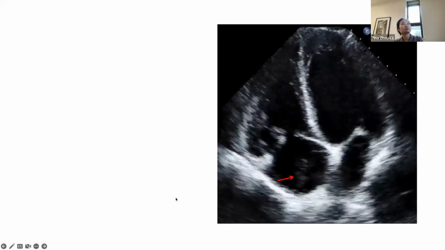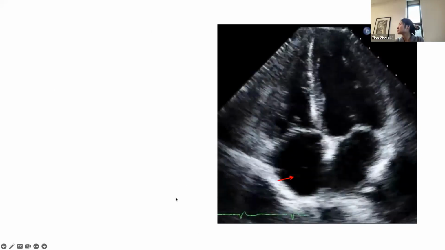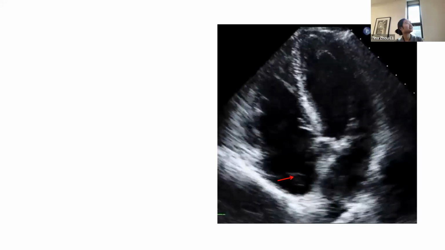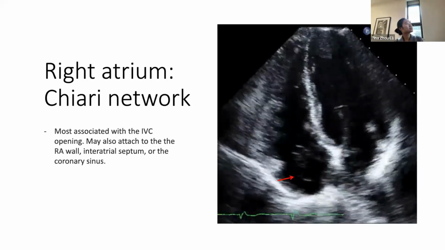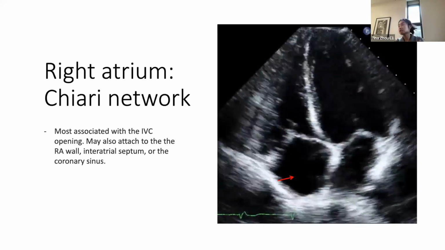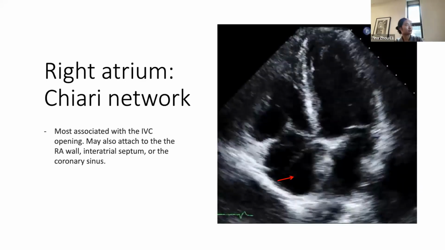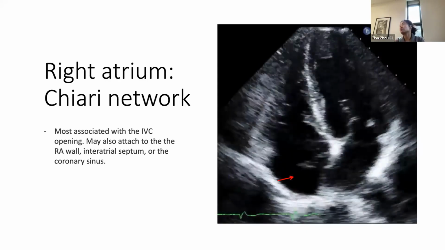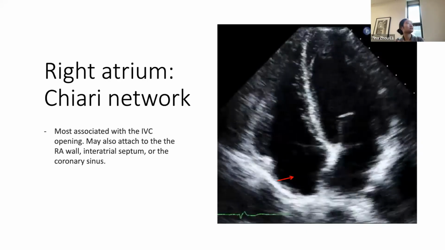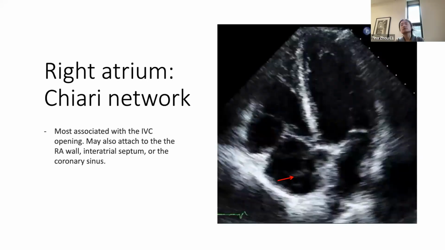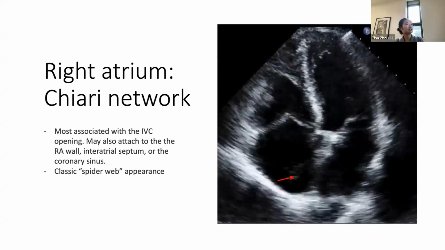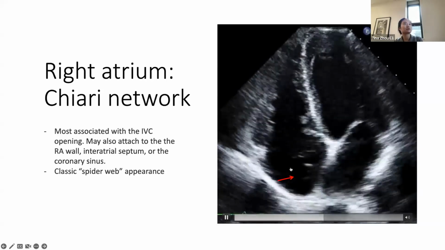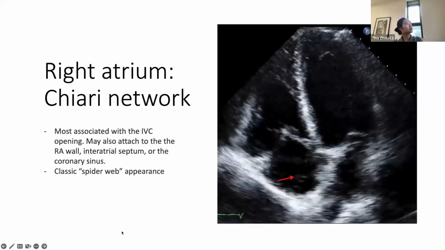The typical four-chamber. I'm hearing everyone whispering Chiari network. Yes, this is the Chiari network. It's mostly associated with the IVC opening, as you may see earlier when I explained the embryologic basis. It may also attach to other things: the right atrium wall, the interatrial septum, or the coronary sinus. It has this classic spiderweb flying in the wind appearance, which is quite well characterized in this clip.